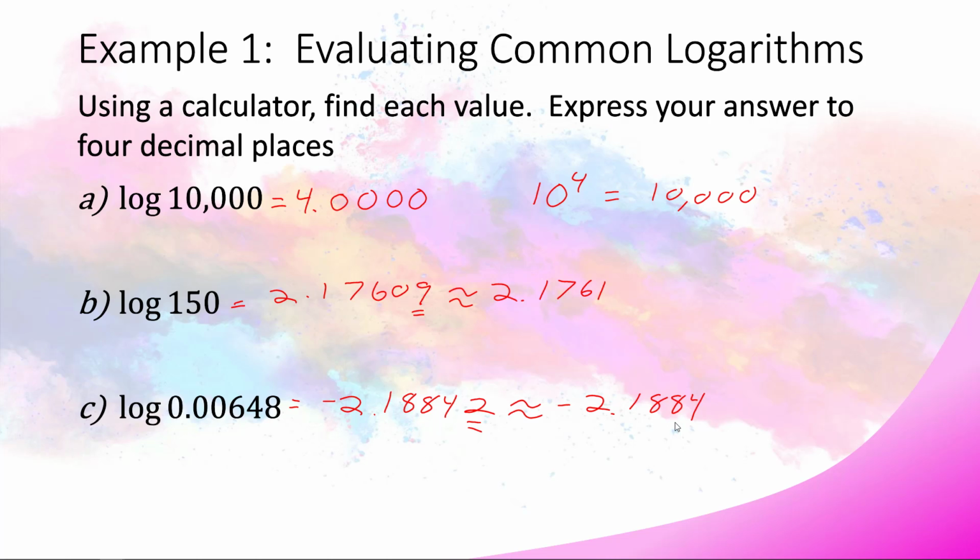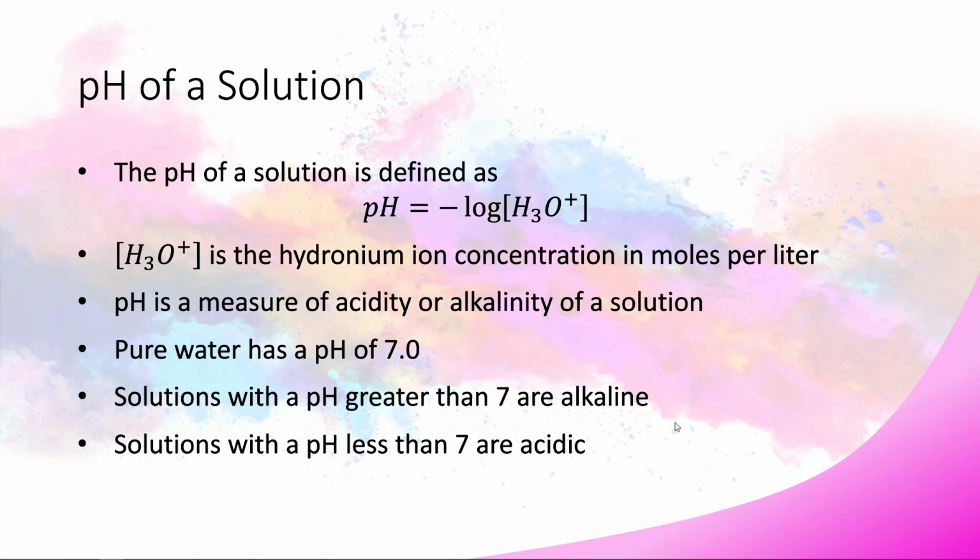The next type of problems that you will encounter are applications, the first one being the application of the pH of a solution. So the pH of a solution is defined as minus the common log of H3O plus. And what the heck is this? Well, this is the hydronium ion concentration in moles per liter.